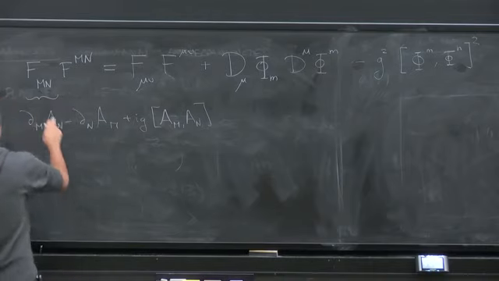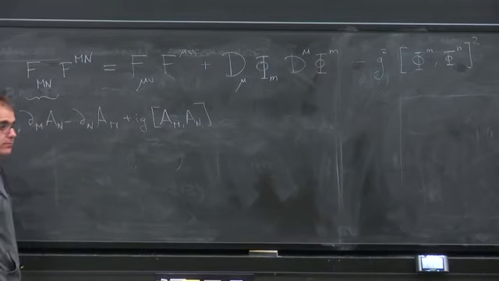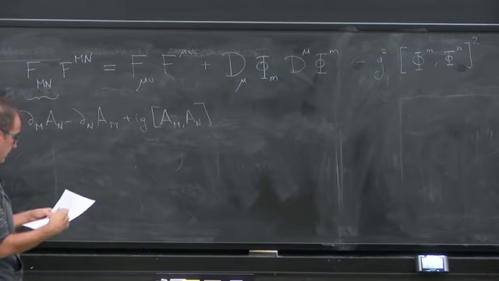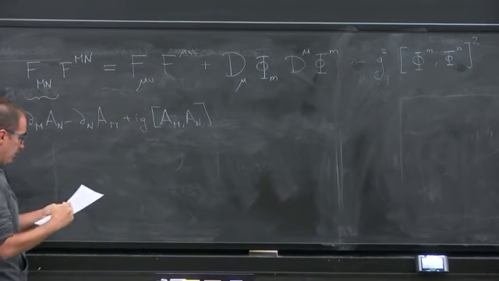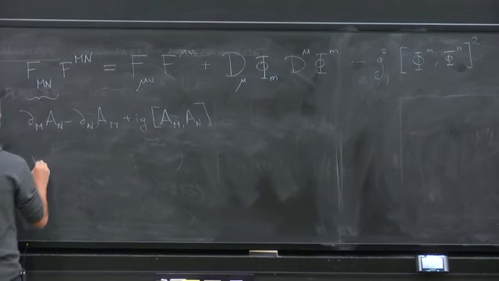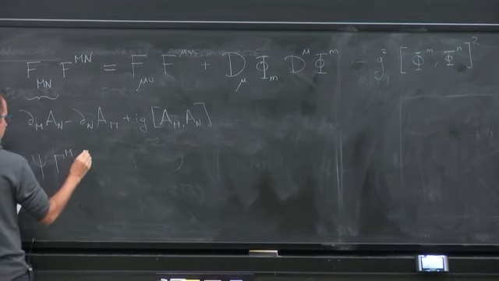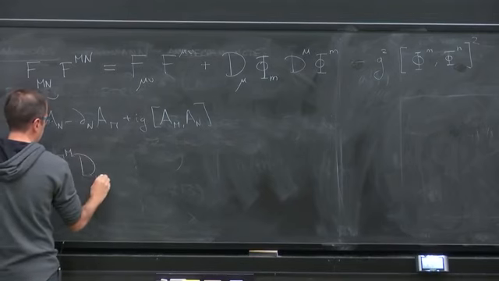And so this is what this term becomes. What about the next term? The other term in the Lagrangian is this: psi gamma m dm psi.